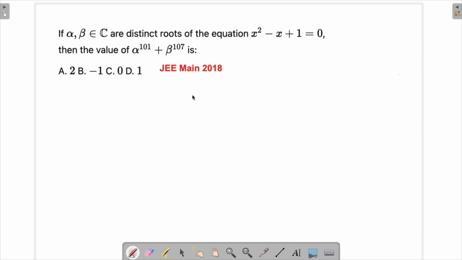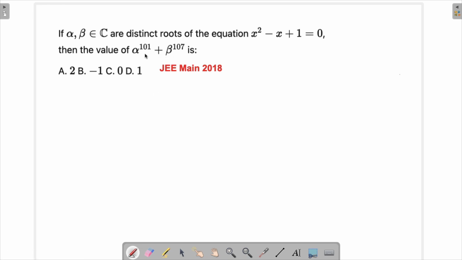Okay, so we are trying to solve a problem which appeared in JEE Main 2018. In this question, what we have been given is that alpha and beta are two distinct roots of the equation x square minus x plus 1 equals to 0. And we are supposed to find the value of alpha to the power 101 plus beta raised to the power 107. So we have to sum it up.